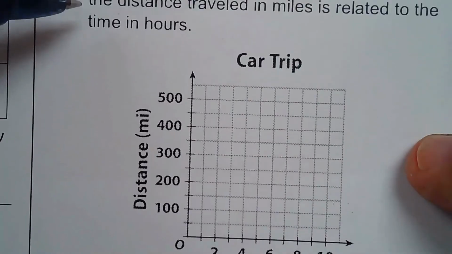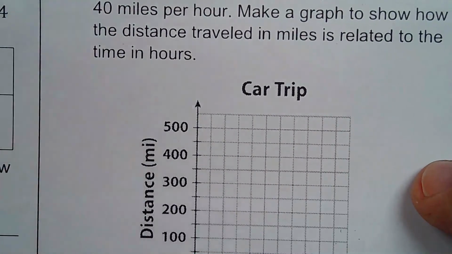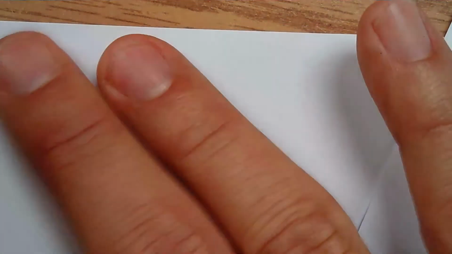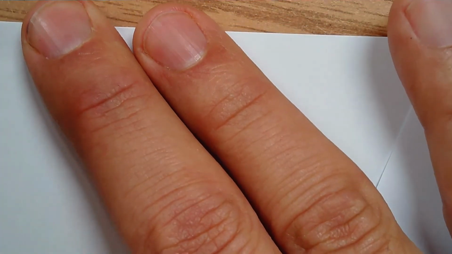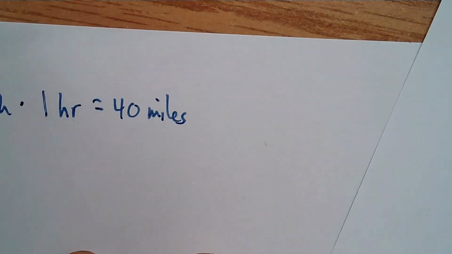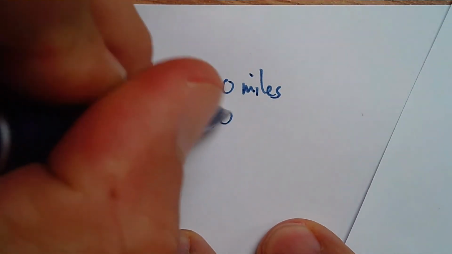40. What I'm thinking is, when does 40 become a multiple of 100, any of the hundreds? So if I go 40 miles per hour times 1 hour, that means you go 40 miles. 40 miles per hour times 2 hours, that means you go 80 miles.